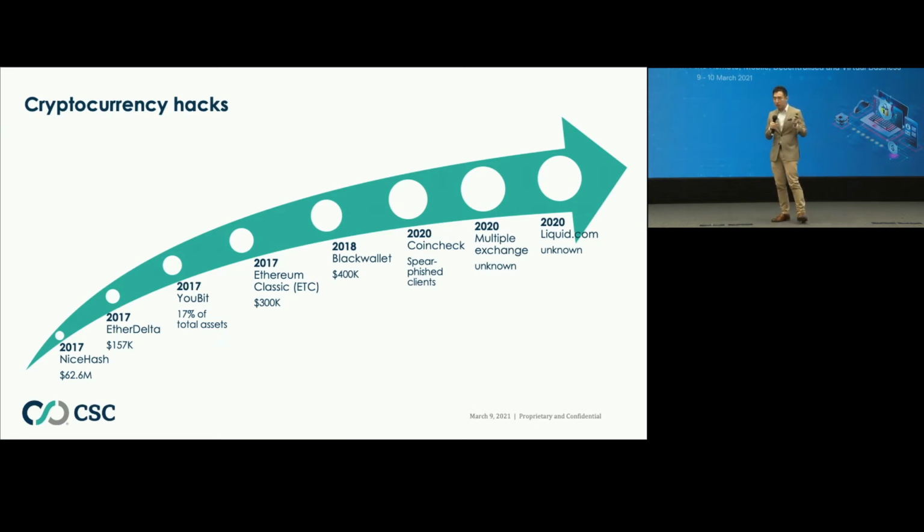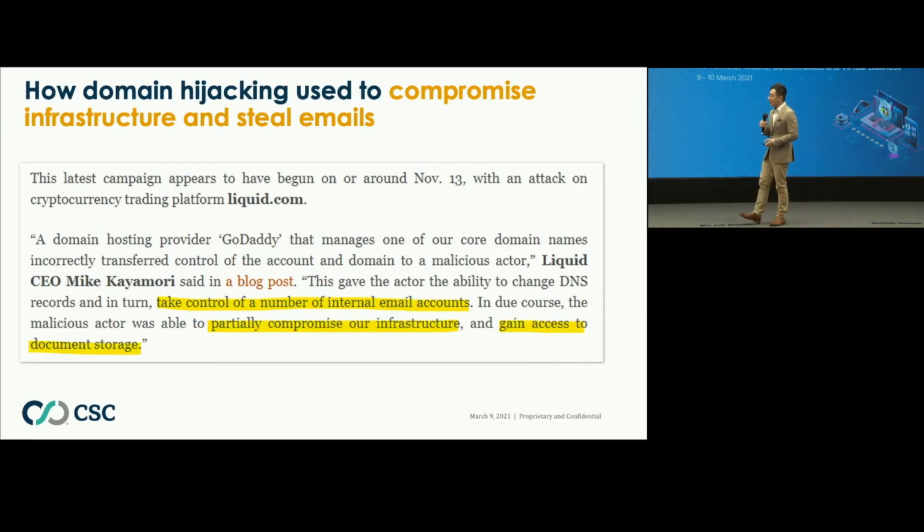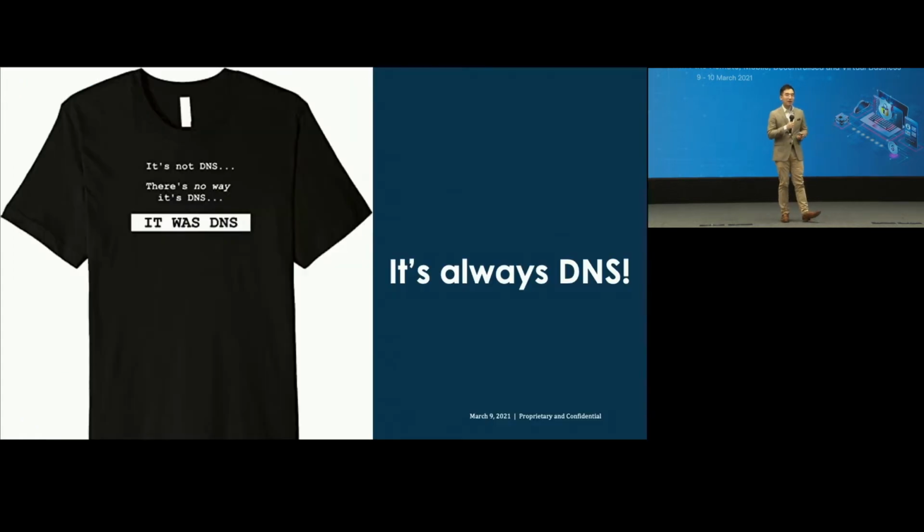And worse still, in 2020, another cryptocurrency company called Liquid.com got compromised. And why is it worse? It's because this time the hacker took control of the internal email accounts, partially compromised the infrastructure, and gained access to document storage. So everything was exposed to the hacker. And how did they do that? It's always DNS. It's all about the DNS.